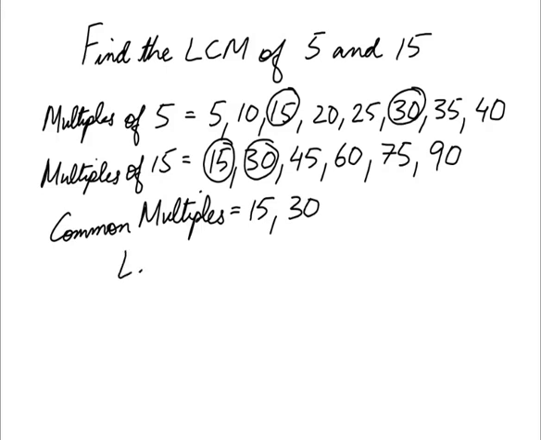Now the last part is to find the LCM, or the smallest number among these common multiples, which is 15. So the LCM of 5 and 15 is 15.